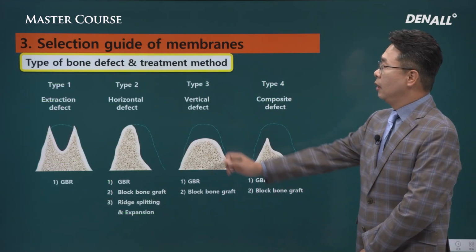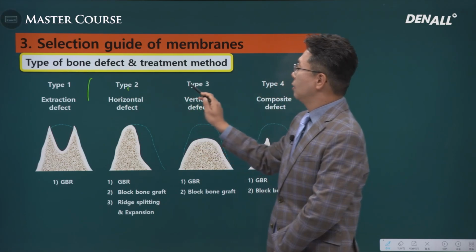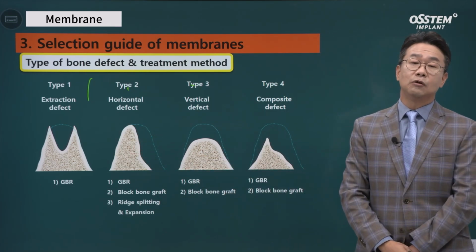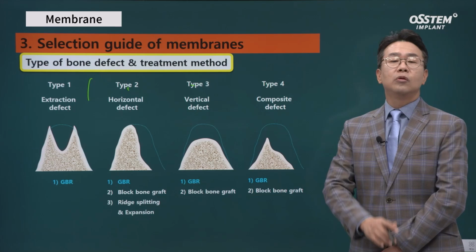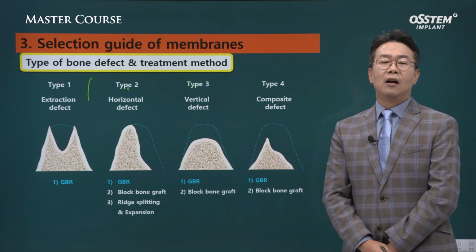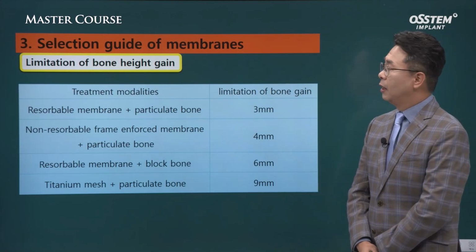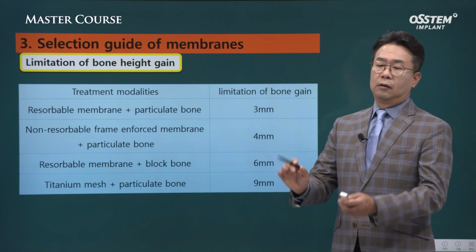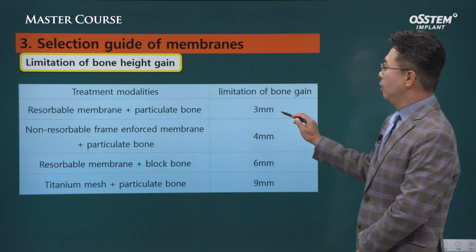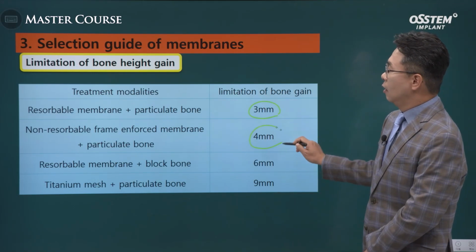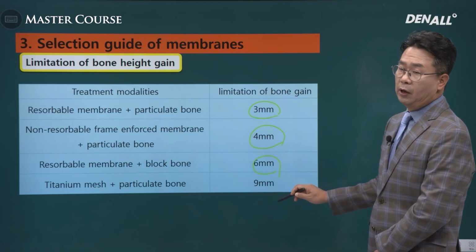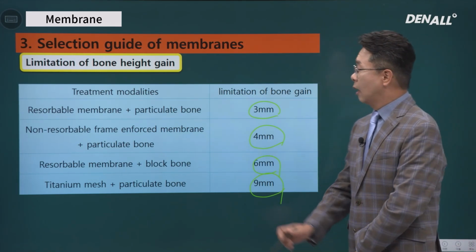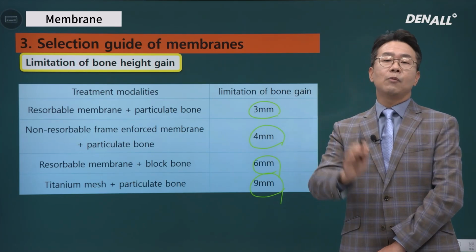Bone defects. We know about type 1, type 2, type 3, and type 4. GBR is used frequently for treating defects. How much bone regeneration can be gained with GBR? This is not the absolute answer, but in most cases, if you have used a resorbable membrane along with particulate bone graft materials, then you would gain about 3 millimeters. If you have used a non-resorbable membrane, then you would gain 4 millimeters. It would be 6 millimeters if block bone is used, and if titanium mesh and particulate bone material are used, 9 millimeters of bone regeneration can be gained.